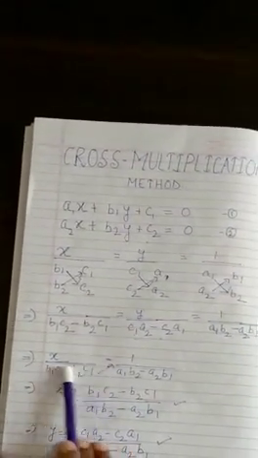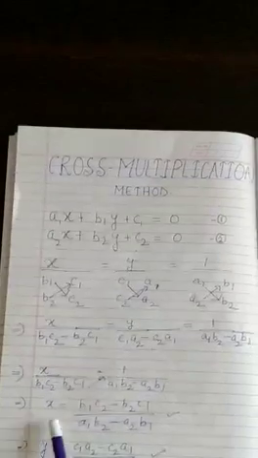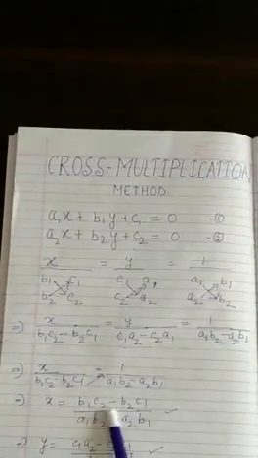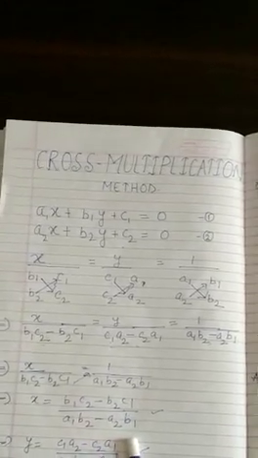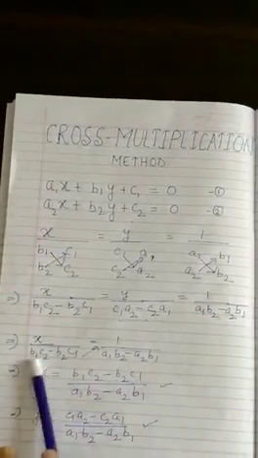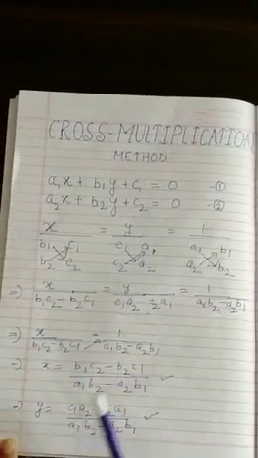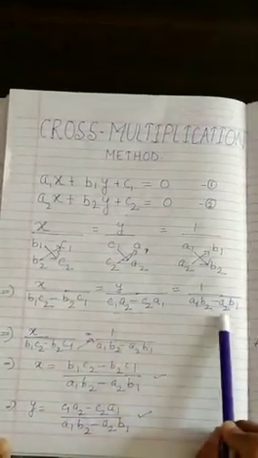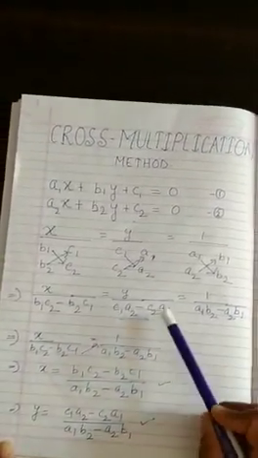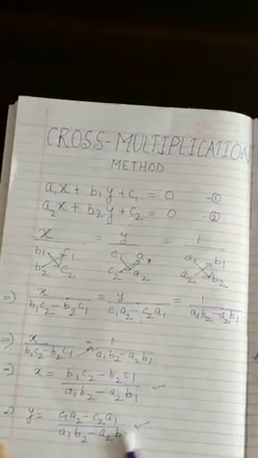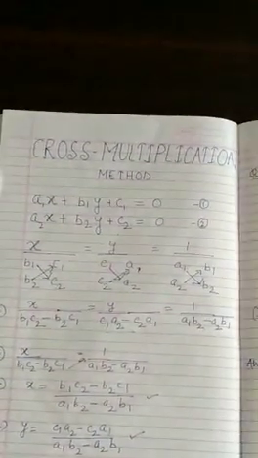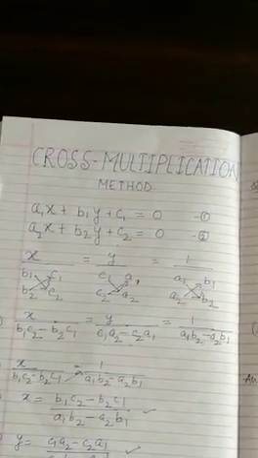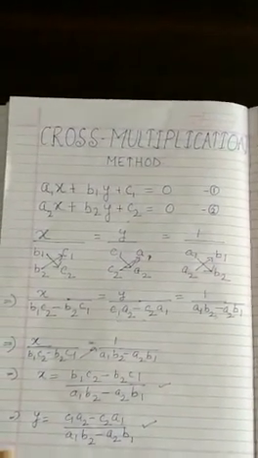When you take this denominator to that side, you will get x equal to b1 c2 minus b2 c1 upon a1 b2 minus a2 b1. So this value will give you the solution for x. Similarly, when we compare for y, y will be equal to c1 a2 minus c2 a1 upon a1 b2 minus a2 b1. So this is the method of cross multiplication for solving any given pair of linear equations.